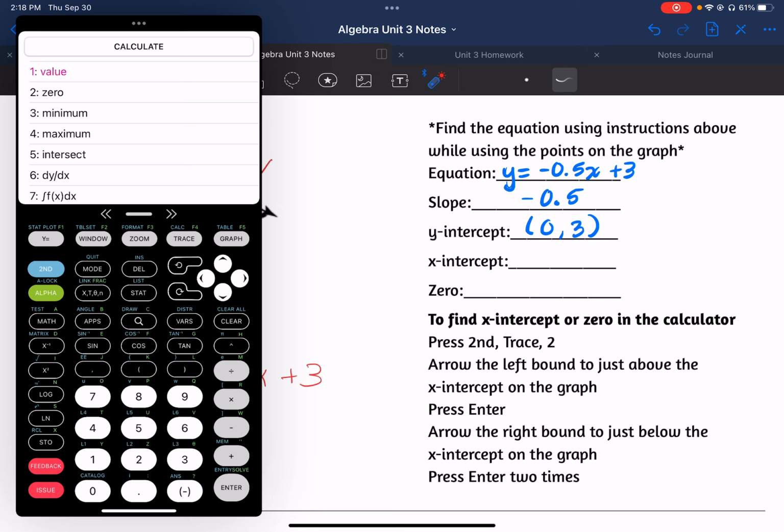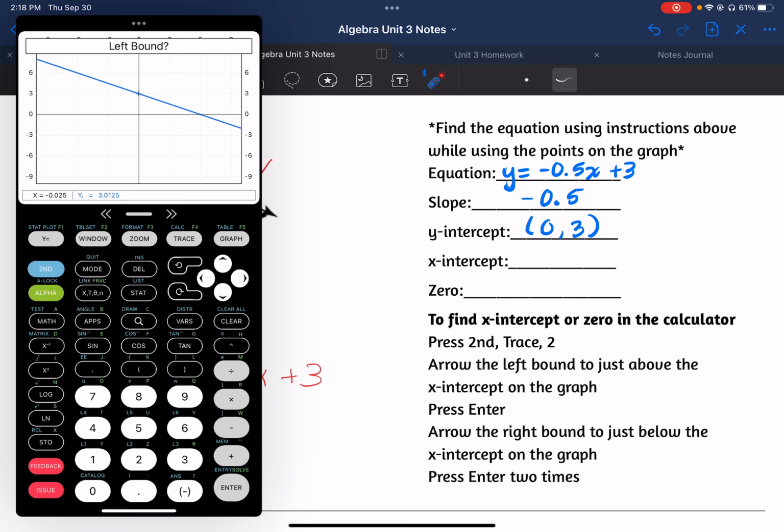So mine, I need to find the intersection. Let's see. Oh, look, mine says 0. Do you see where it says 0? That's what we want to find. That's the same thing as the x-intercept. So I'm going to press that. Now for me, mine says left bound and right bound. What that means is you need to put 2 lines on your graph to tell it where to scan to find it.